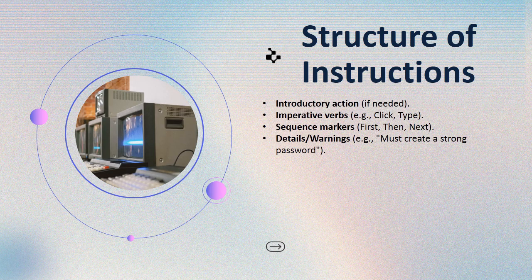Instructions should follow a logical sequence, start with a command, use order markers, and include critical details. Each step should cover one action only to avoid overwhelming users. So these are the steps to follow in order to craft instructions which are clear to complete the task successfully. You have to start with an introductory action.